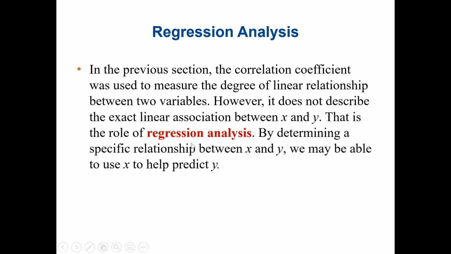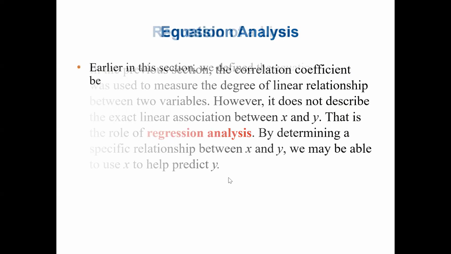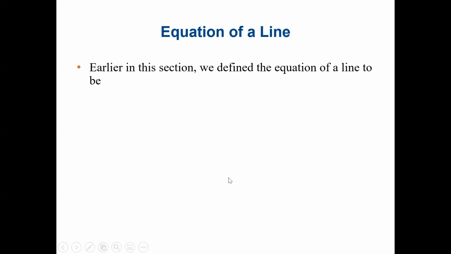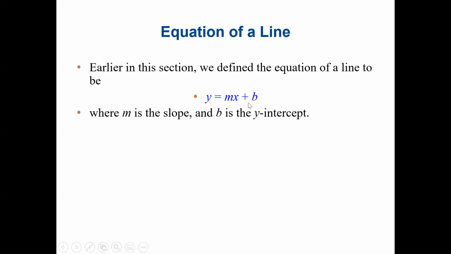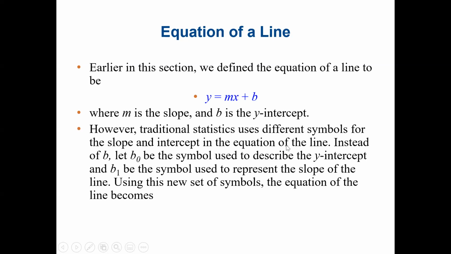Regression analysis would describe the exact linear association between the x and y. And also we can use the regression analysis to predict a future y value if we know the value of x. So by determining a specific relationship between x and y, we may be able again to use x to help predict y. So we always say that in order to do a regression analysis, first we have to check if there's a linear relationship between the two variables. So earlier in the section also, we defined the equation of a line to be y = mx + b, where we said that m is the slope, b is the y-intercept.